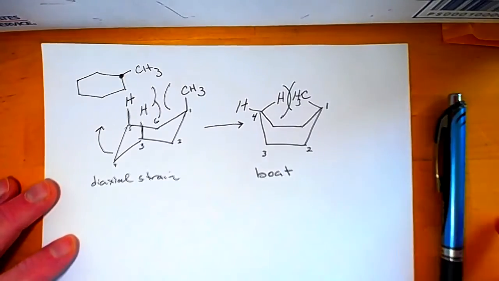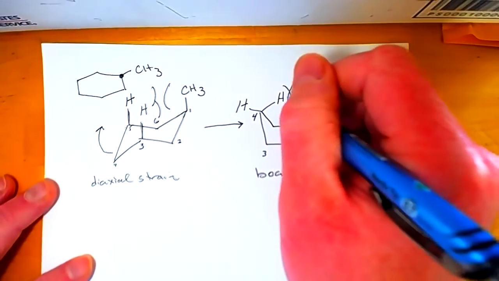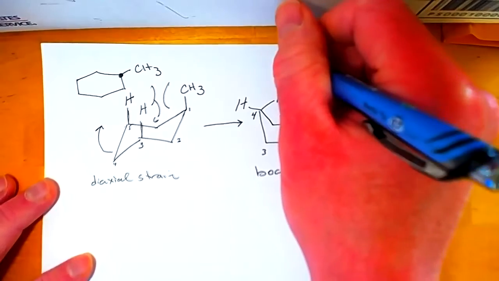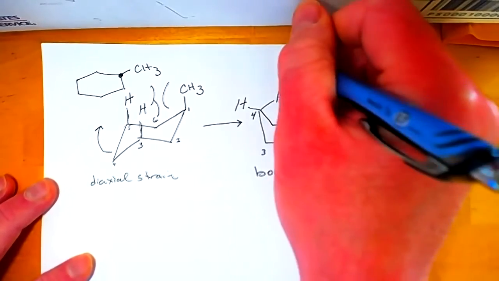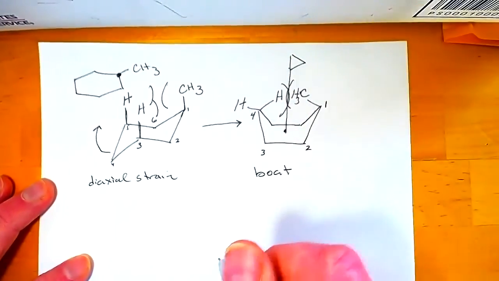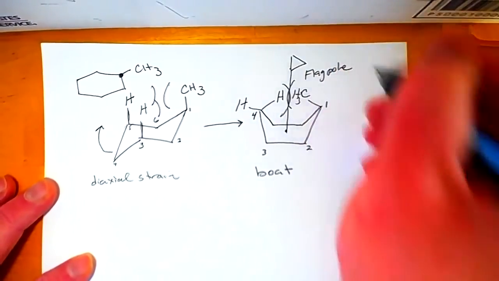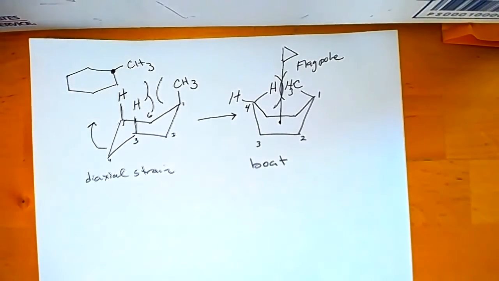So this steric interaction right here, if you imagine that I put a little mast here and a flag, this is what's called the flagpole interaction. And the flagpole interaction has very high sterics, and it's one of the main reasons why boat conformations are generally not low in energy.